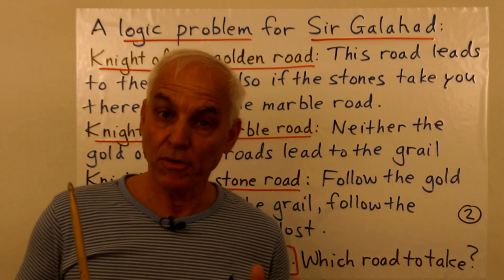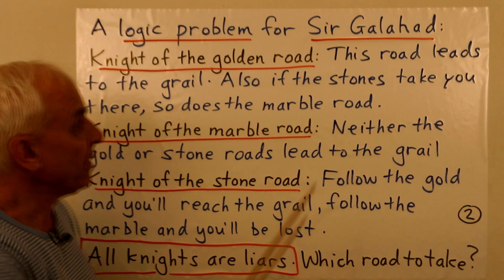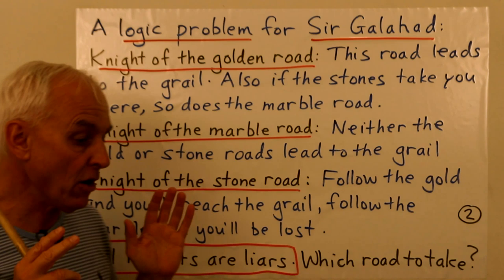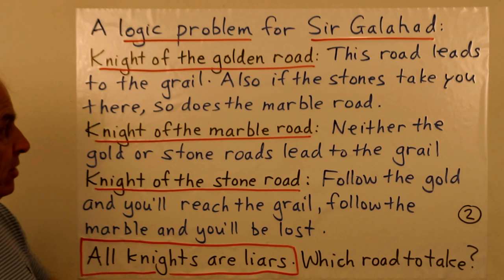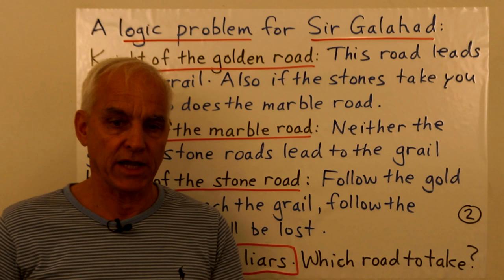And I want to explain both approaches in the context of a very specific problem involving the illustrious knight Sir Galahad and his quest for the Holy Grail. So he's out for the Holy Grail and he comes to a fork in the road. There are three roads emanating. There's a golden road, there's a marble road, and there's a stone road. And in front of each one of these roads, there's a guardian or a knight. And he talks to these knights, and here is what they tell him.